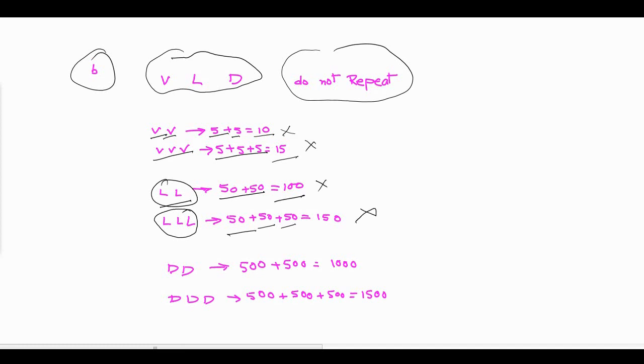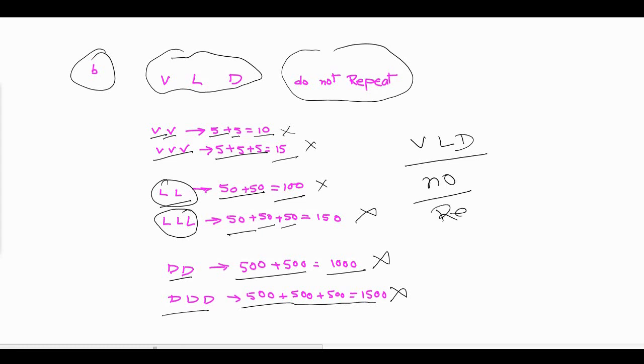DD, that means 500 plus 500, 1000, we cannot write like this. 1500, we cannot write like this. That means we cannot repeat V, L, D. No repeat.